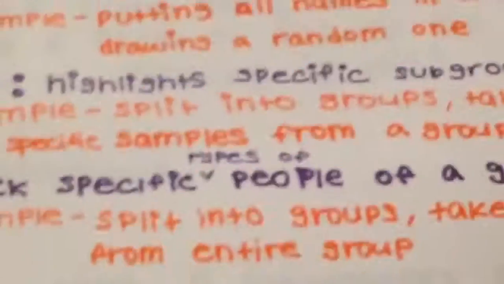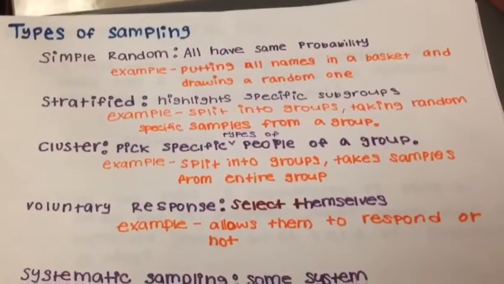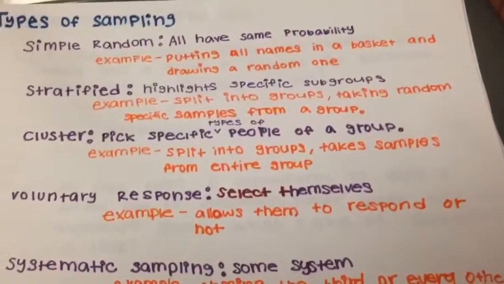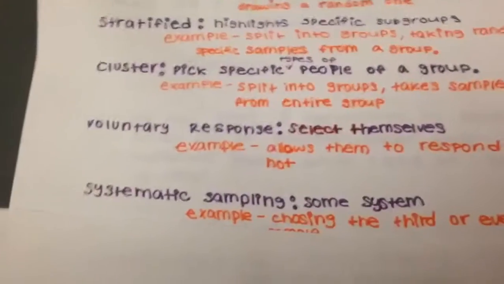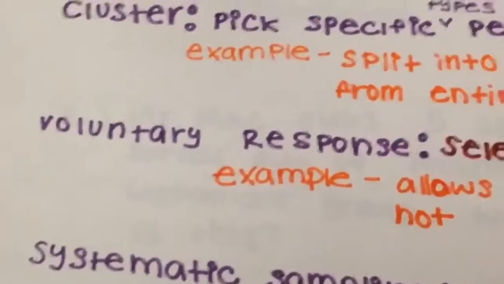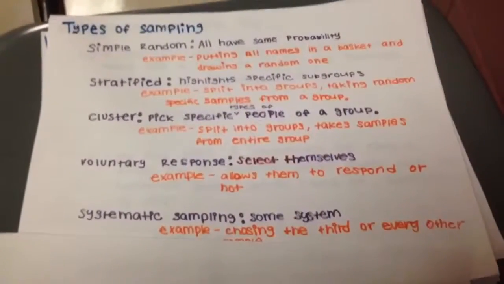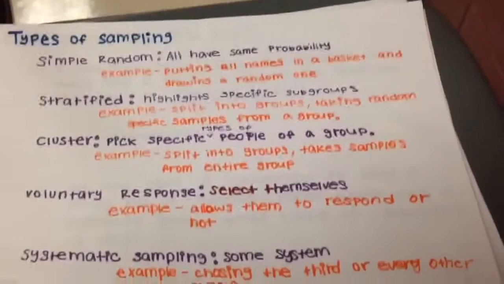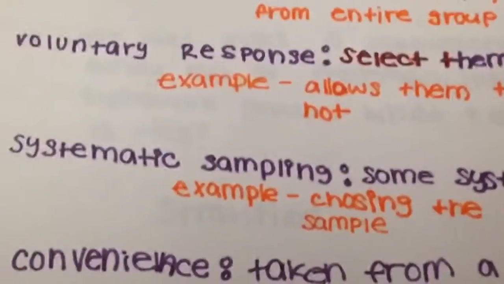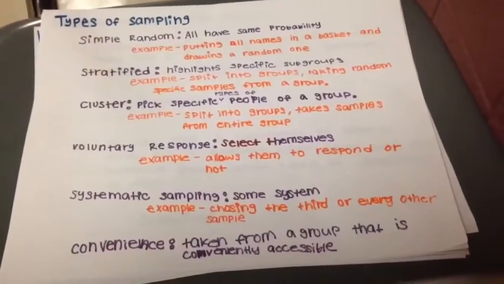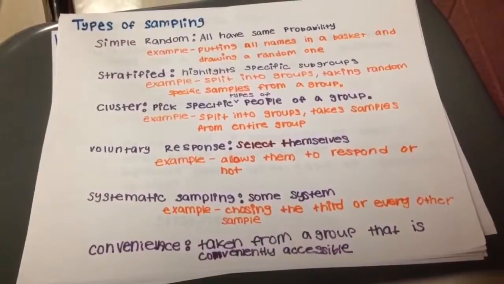Cluster is when you take specific types of people in a group. For example, you split into groups and then you take samples from the entire group. Voluntary response is when they select themselves. They can respond or not to their own treatment. Systematic sampling is where there's some system in the sampling. For example, you choose every third person or every other person or every 100th person who enters a room.